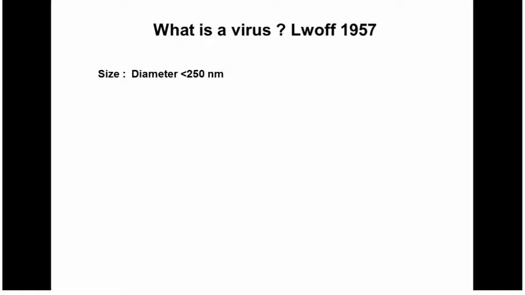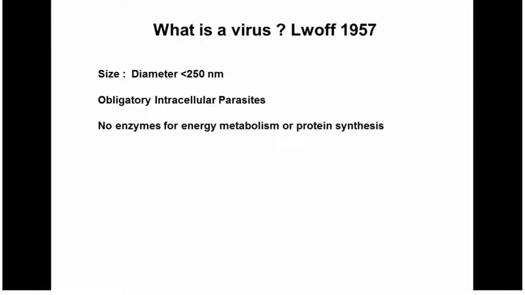With his definition, he started out with size. So this is going back to the idea that they're filterable. The infectious particle is small. So for Lebœuf, a virus is small, with a diameter less than 250 nanometers. They are obligatory intracellular parasites. This is the type of lifestyle viruses have. And they are obligatory intracellular parasites because they do not carry the enzymes for energy metabolism or protein synthesis. They depend on the host cell for these functions.